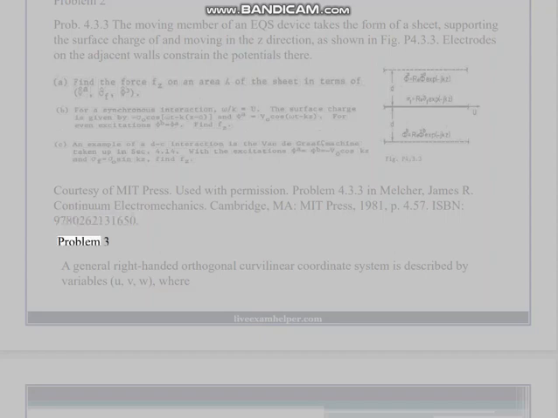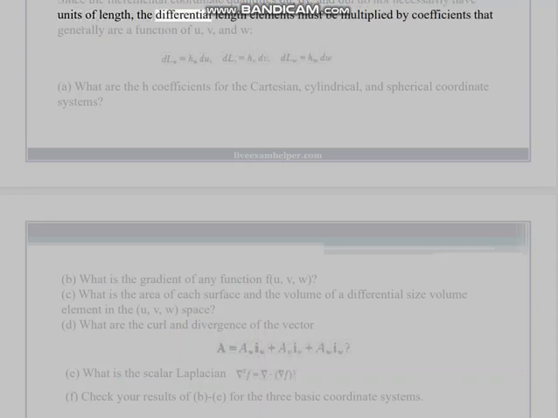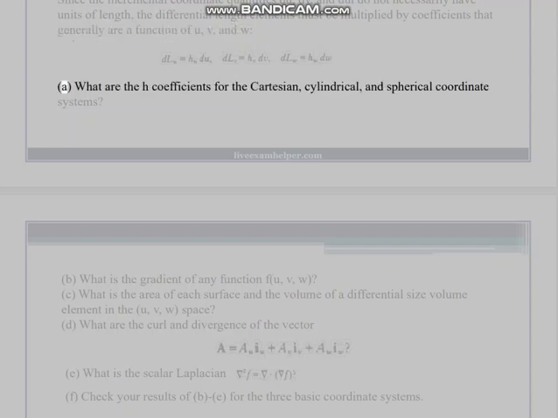Problem 3. A general right-handed orthogonal curvilinear coordinate system is described by variables u, v, w. Since the incremental coordinate quantities du, dv, and dw do not necessarily have units of length, the differential length elements must be multiplied by coefficients that generally are a function of u, v, and w. A. What are the h coefficients for the Cartesian, cylindrical, and spherical coordinate systems?